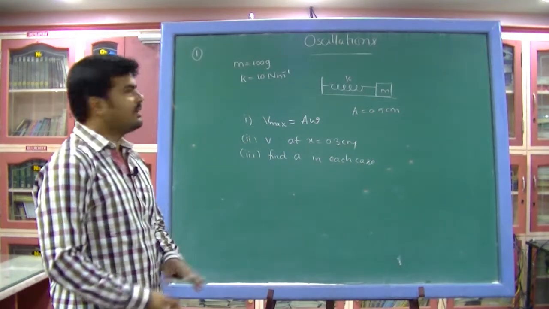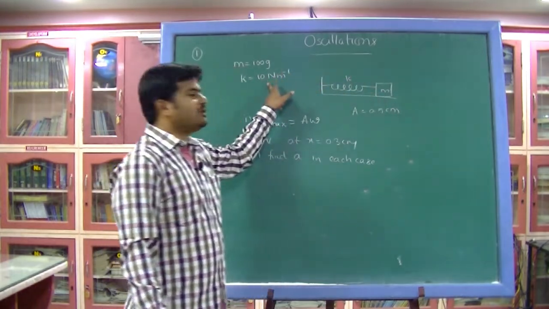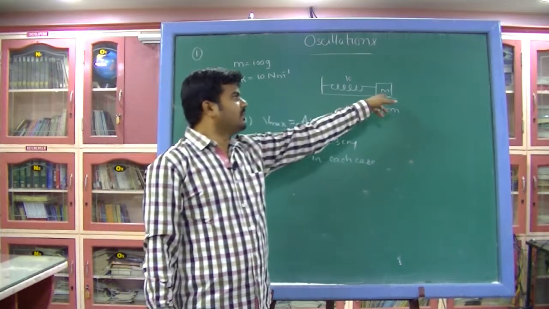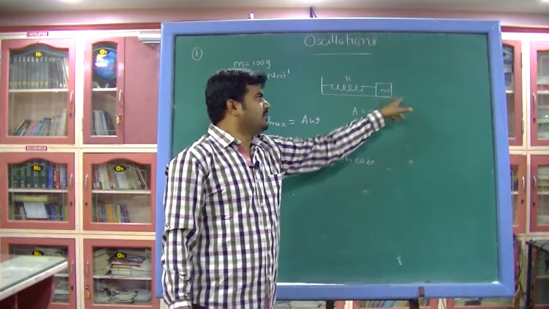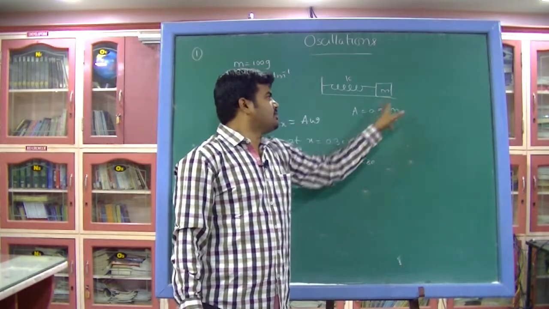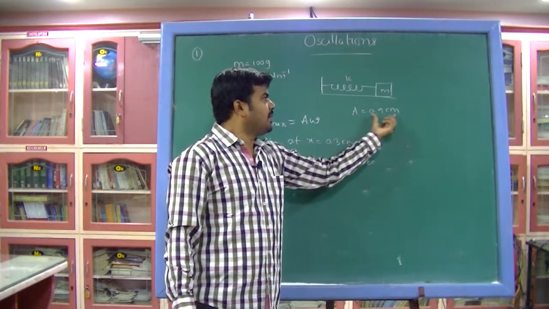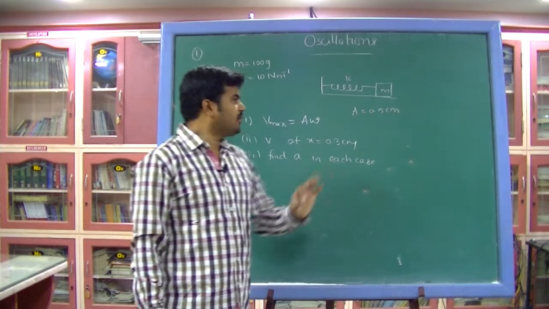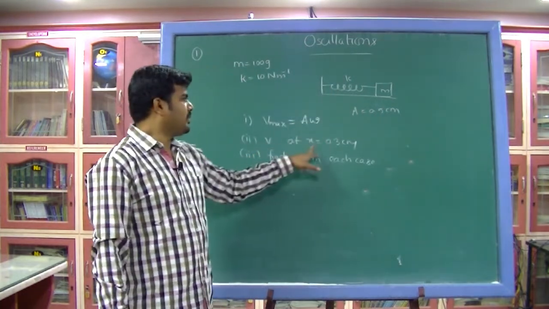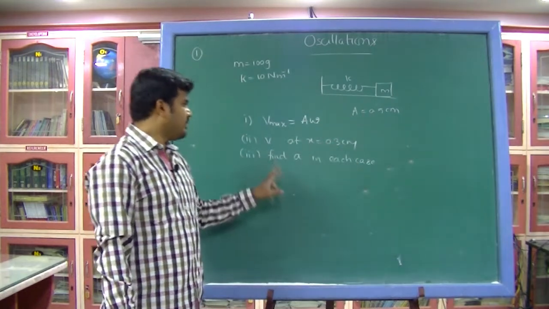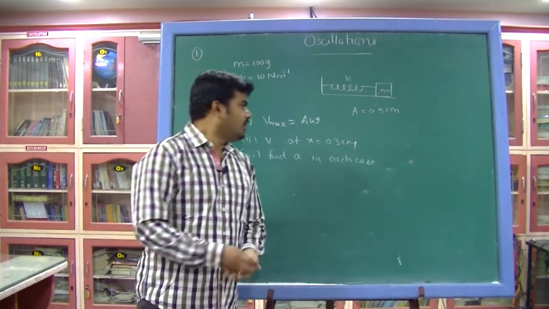Let me repeat the question once again. A mass of 100 grams is oscillating, attached to a spring of spring constant 10 Newton per meter, along a frictionless horizontal surface. If it is displaced to a distance 0.5 centimeters from its mean position, that means the amplitude A is equal to 0.5 centimeters. We have to find the maximum speed of the oscillation, the speed of the particle at x equal to 0.3 centimeters, and the acceleration for the first and second cases. Now, let us see how to find these.